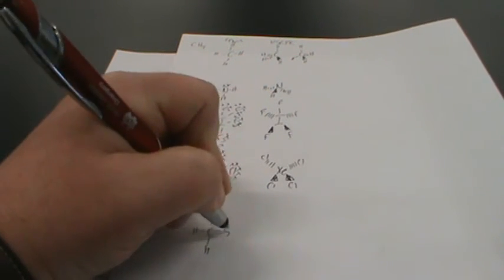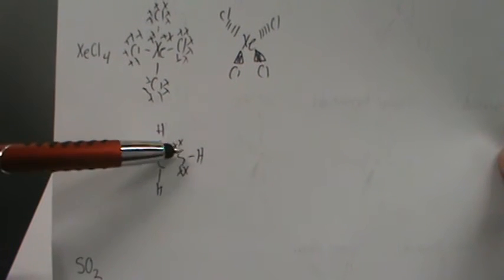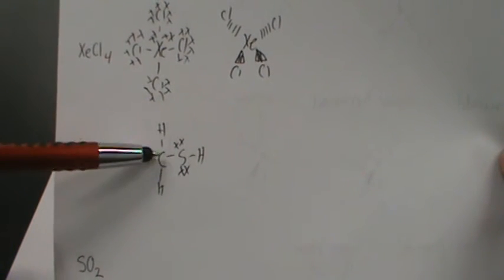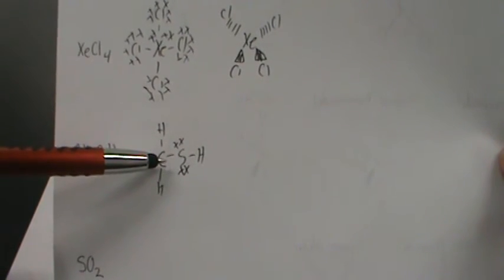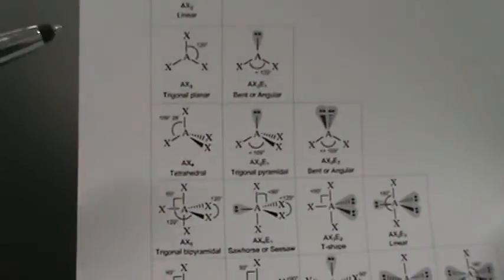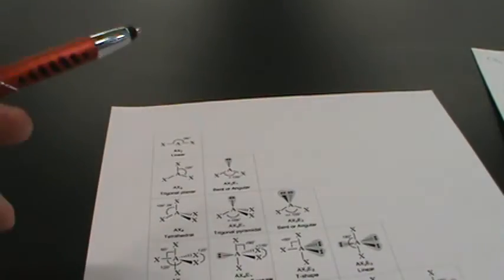Okay, CH3SH. This is like one of the last ones that we did last week. In this one, sulfur is going to have 2 lone pairs. We have 2 central atoms in this one, the carbon and the sulfur. The carbon has 4 things coming off of it, the 3 hydrogens and the sulfur. So its shape, since it's 4 things and none of them are lone pairs, is going to be tetrahedral.